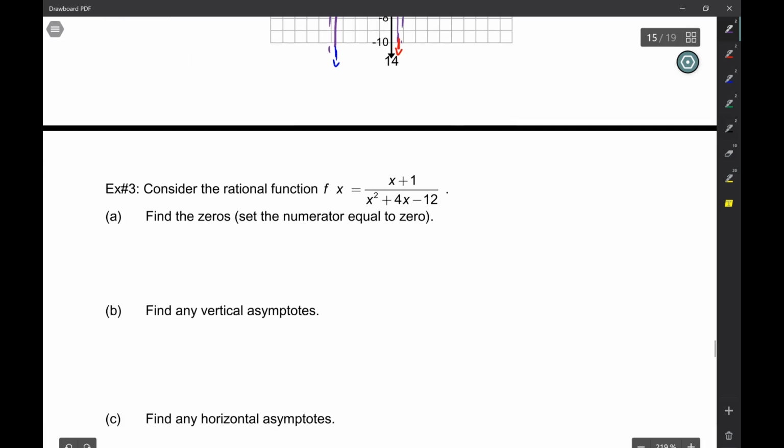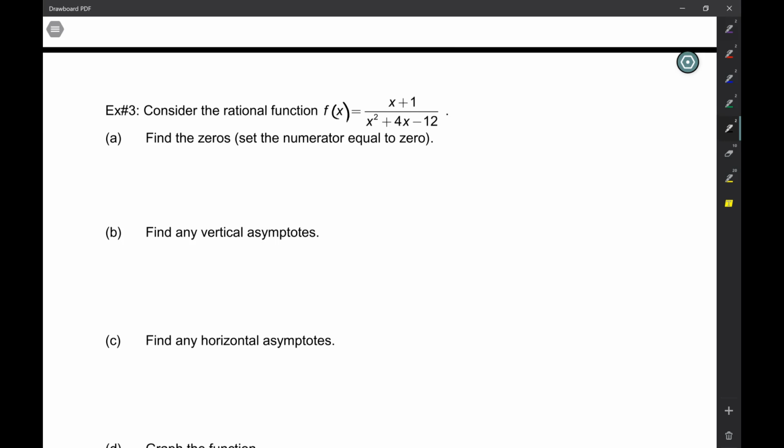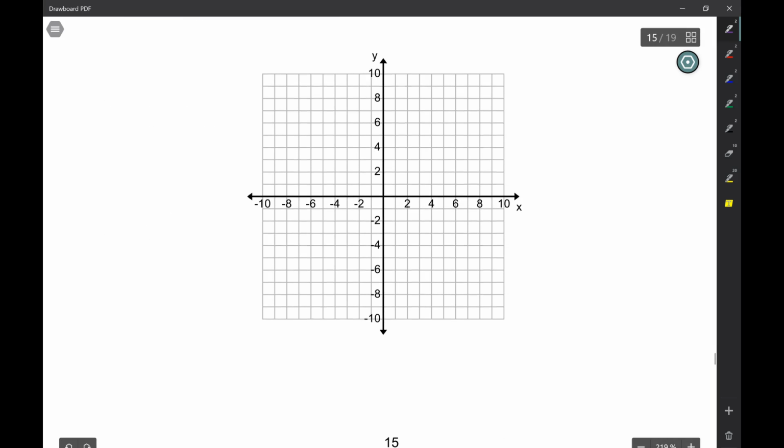All right. So let's take a look at this one and see which case this is going to fall under. So, all right. Find the zeros. We're going to set the numerator equal to 0. Okay, x equals -1. This does have a 0. So when I go here at -1, there's a 0.